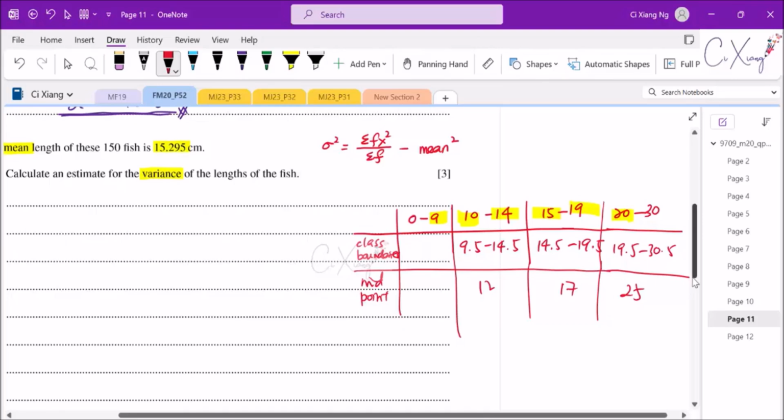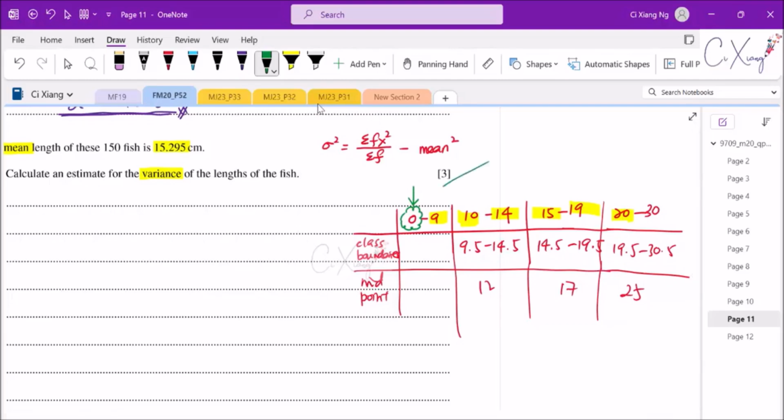Okay, so basically this is how you calculate the midpoint. But there's a small problem here for the first class. If you have a look, you can see that we have a value starting from 0. This is something you need to be very, very careful about. When you have a grouping of class intervals that starts from 0, you need to take note of this.